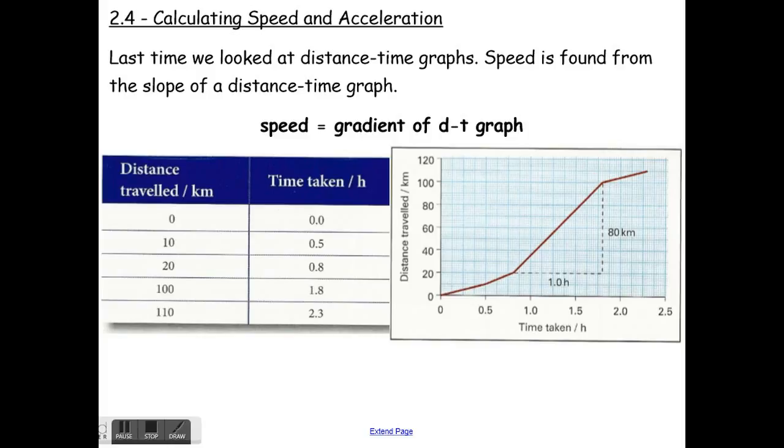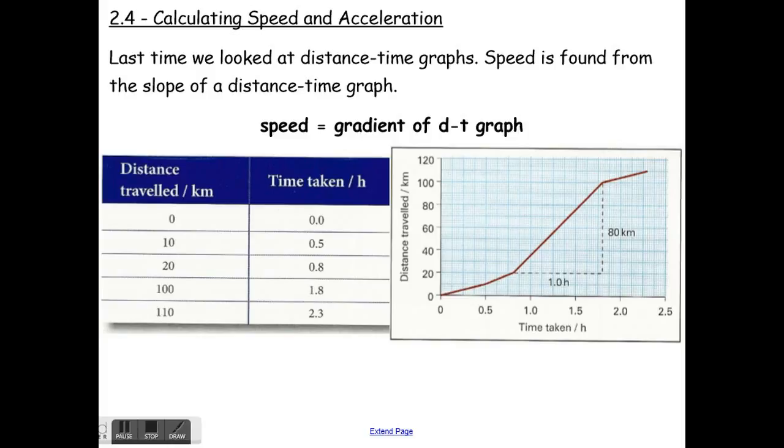So here I have an example of a table. Distance traveled: 0, 10, 20, 100, 110 kilometers. Time taken: 0, half an hour, 0.8, 1.8, 2.3 hours. So from that, I can get my distance-time graph. We start at 0, 0, after 0.5 of an hour we went 10 kilometers. After 0.8, we went 20 kilometers.